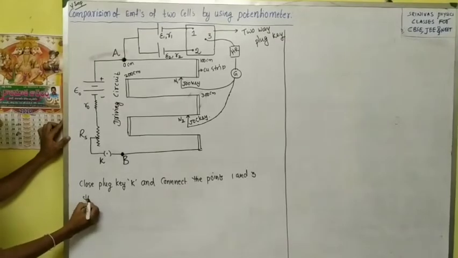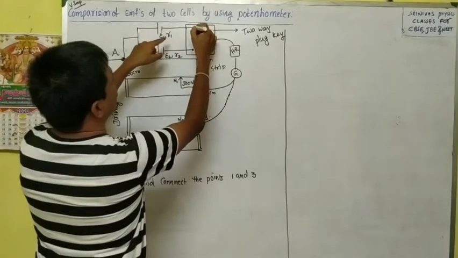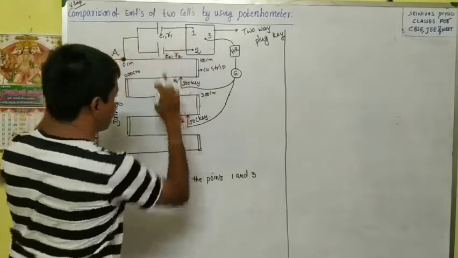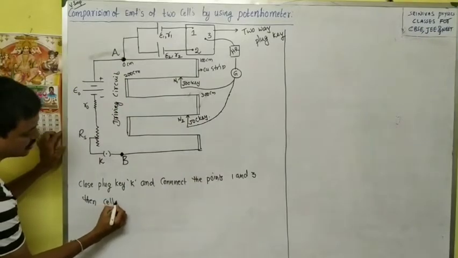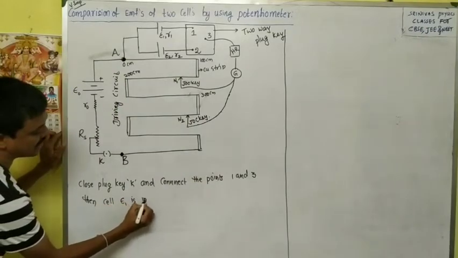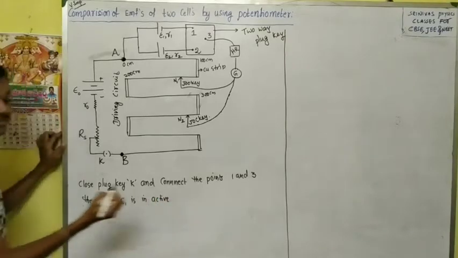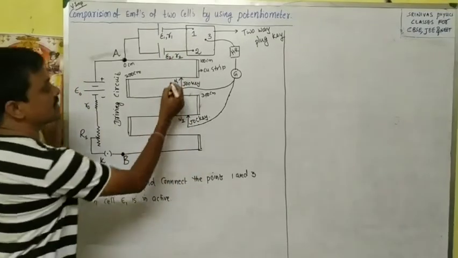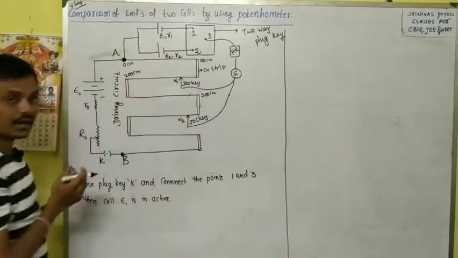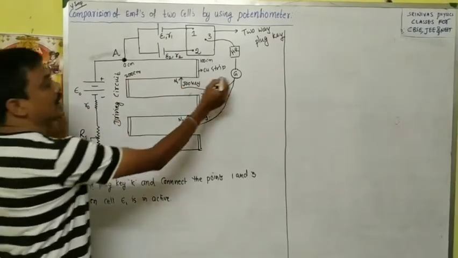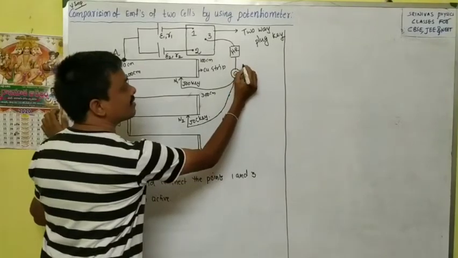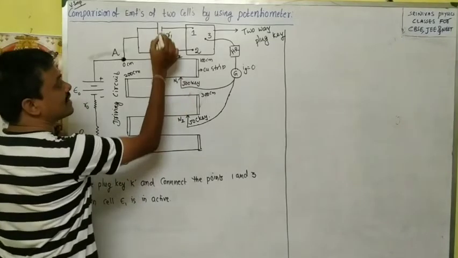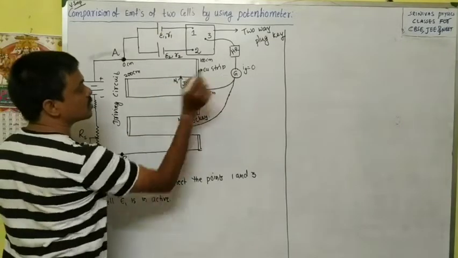Then which cell will be inactive? When 1 and 3 are connected, the cell E2 is inactive. This cell has EMF E1, this cell is E2. Cell E1 is active, cell E2 is inactive. Now we have to press the jockey at various points on the potentiometer wire until the galvanometer shows zero deflection. For example, at point N1 for the E1 cell, the galvanometer shows zero.